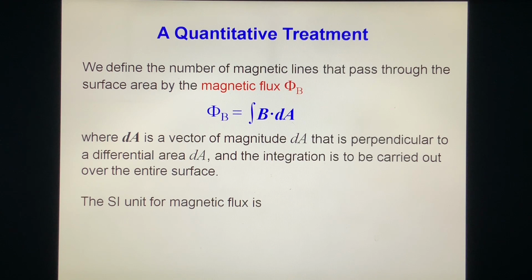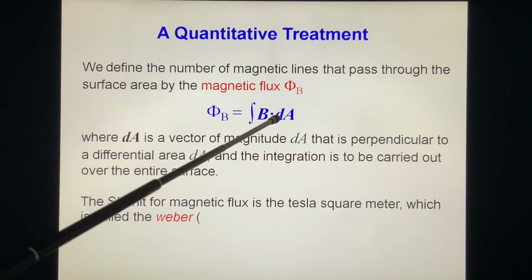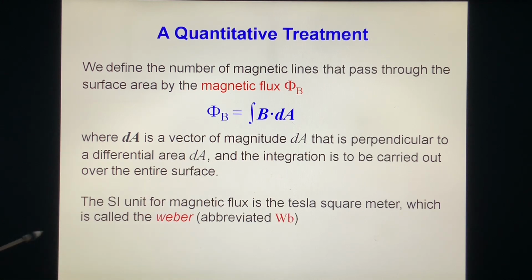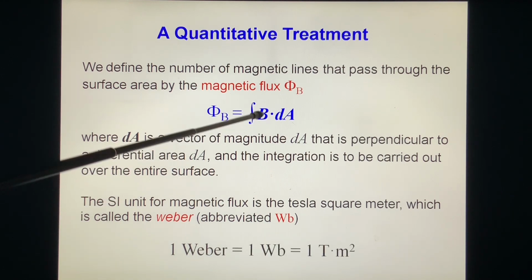The metric system unit for magnetic flux is the Tesla square meter, which is called the Weber, abbreviated Wb. 1 Weber equals 1 Tesla square meter.